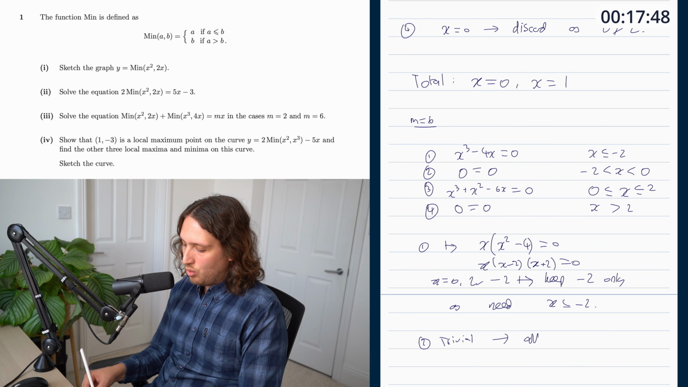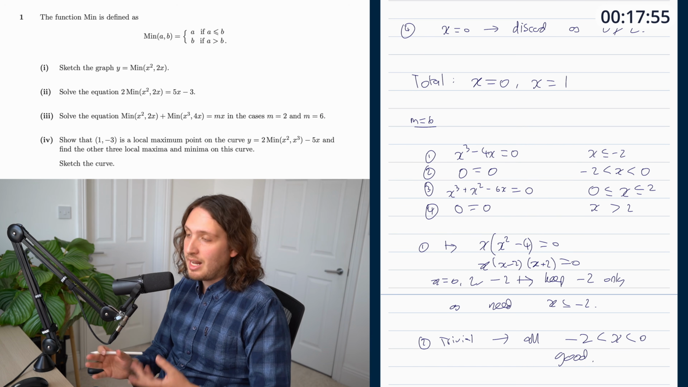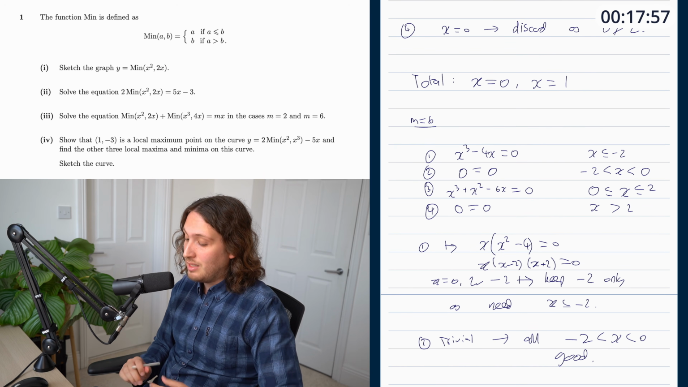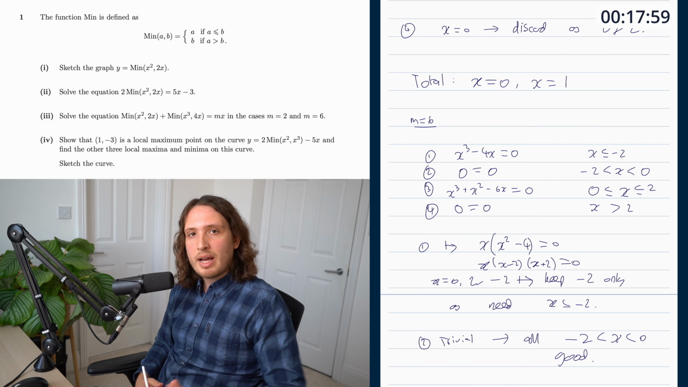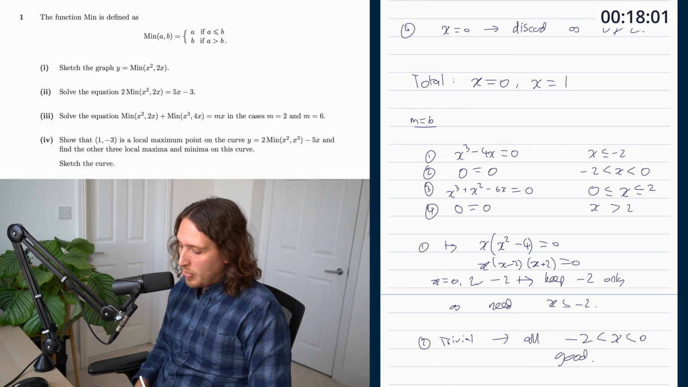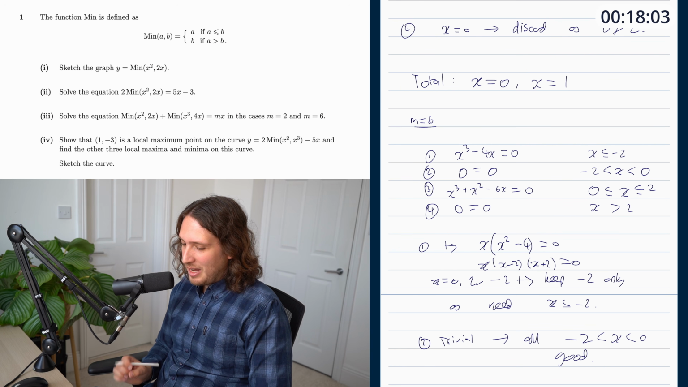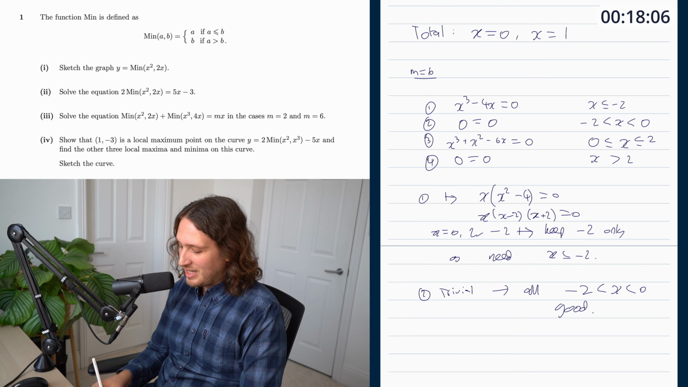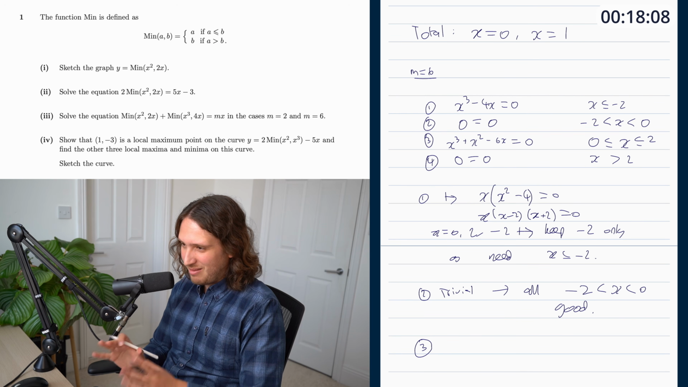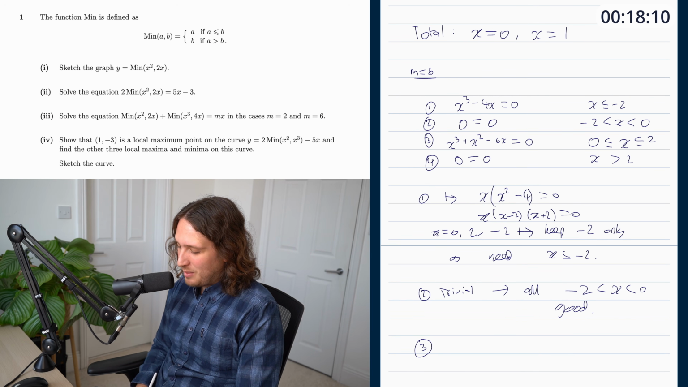So that means that all x between minus 2 and 0 are good. Nothing wrong with that. An equation can have a solution that's an interval, not just isolated values. And this is quite a common finding when it comes to piecewise functions. I am relieved to see that something interesting is happening, because otherwise I would have thought it doesn't really make sense from the perspective of the question setter.